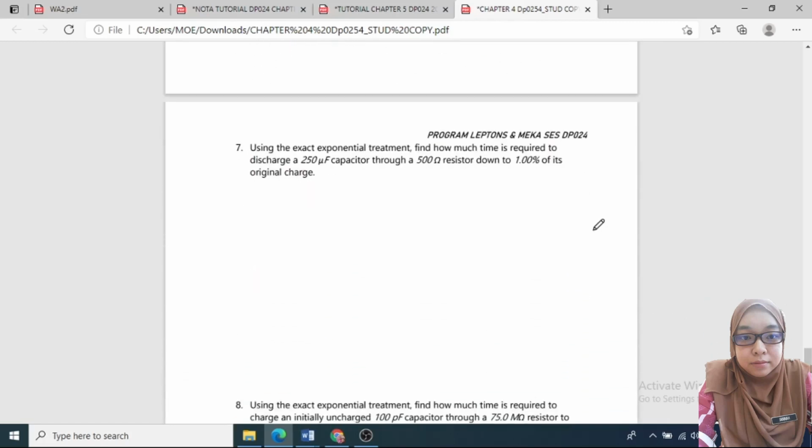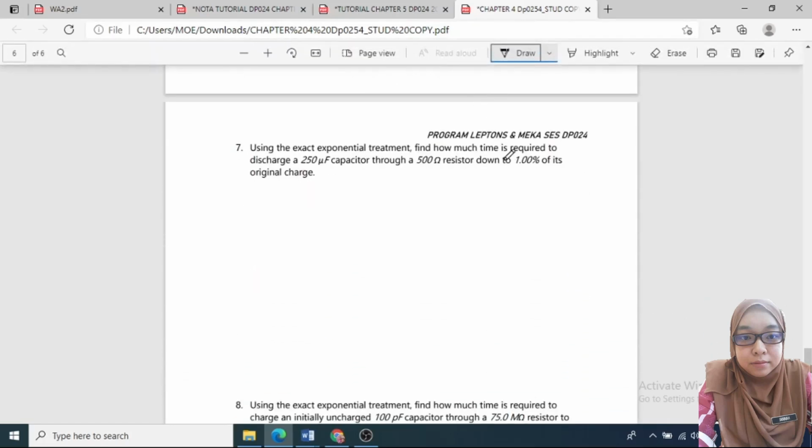Next, 7. Using the exact exponential treatment, find how much time is required to discharge a 250 microfarad capacitor through a 500 ohm resistor down to 1% of its original charge. So 7. So kat sini dia bagi C kita 250 microfarad, R dia sama dengan 500 ohm, and then so Q kita sama dengan 1/100 Q naught. So we use the formula of discharging capacitor.